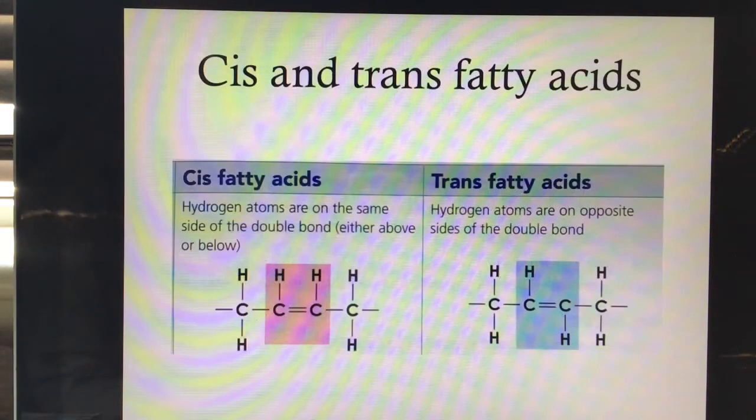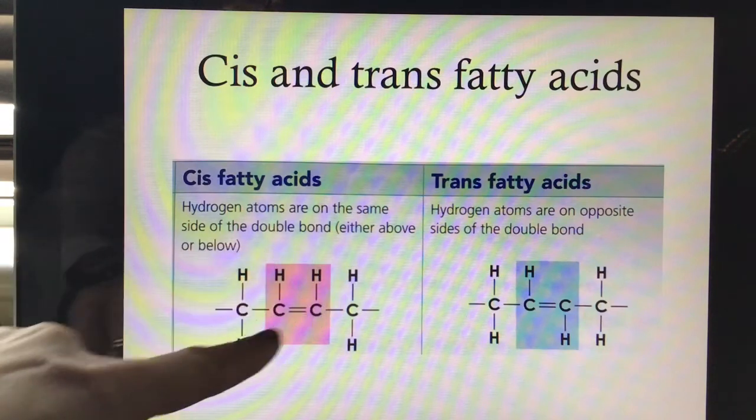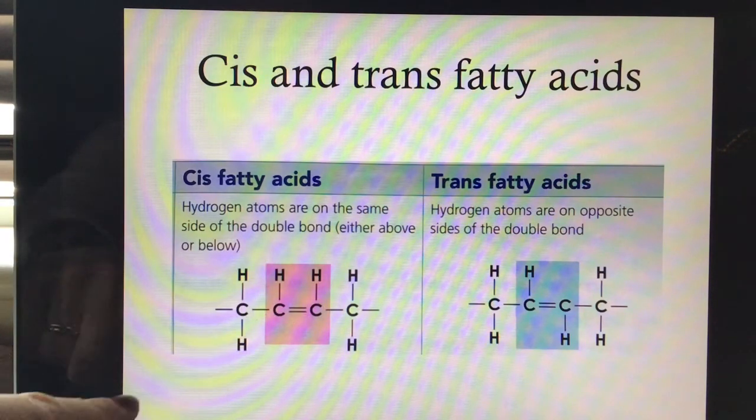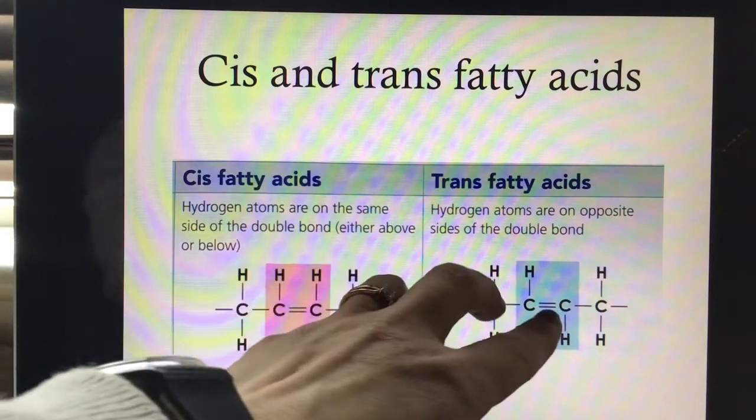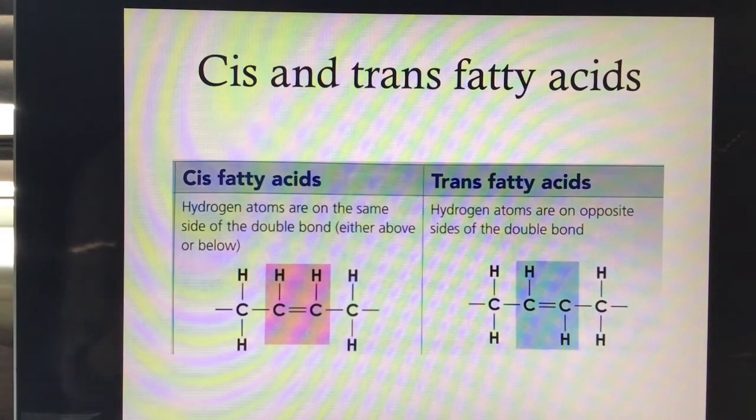Lastly, we talk about cis and trans fatty acids. Cis fatty acids are when the hydrogen atoms are on the same side of the double bond, either above or below, it doesn't matter. Trans fatty acids is when they get twisted around from too much heat, agitation, and certain food processing techniques.